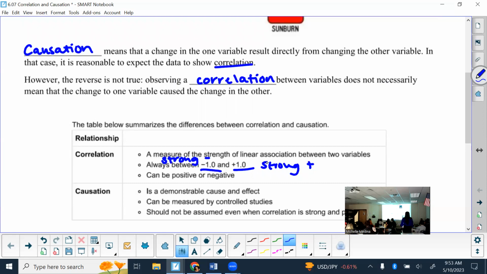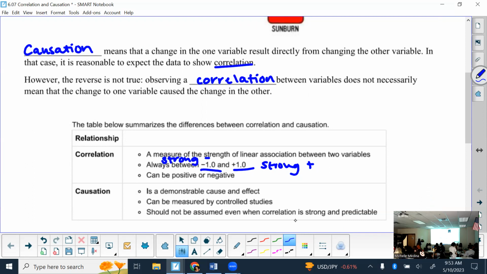All right, causation has to be demonstrable cause and effect, so it can be measured by a controlled study. And it shouldn't be assumed even when correlation is strong and predictable. So if you're erring on the side of caution, there's very rarely causation. Doesn't mean that there never is, but very rarely is it that this causes this and nothing else.